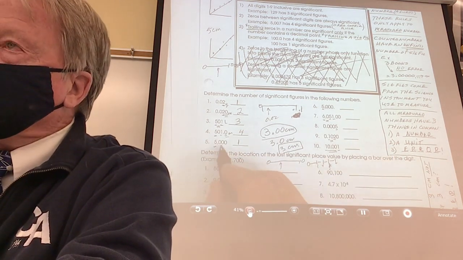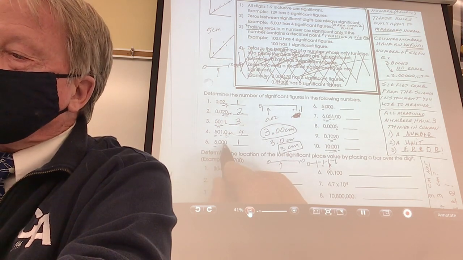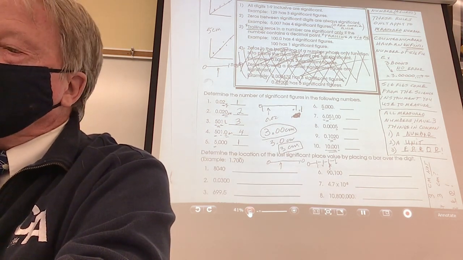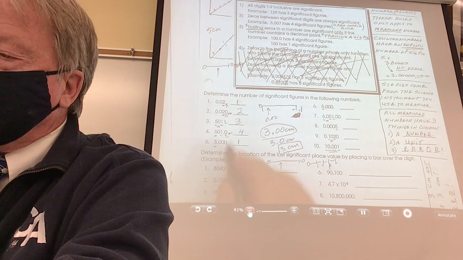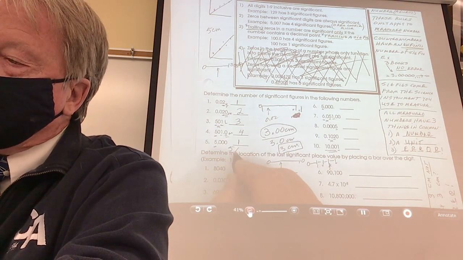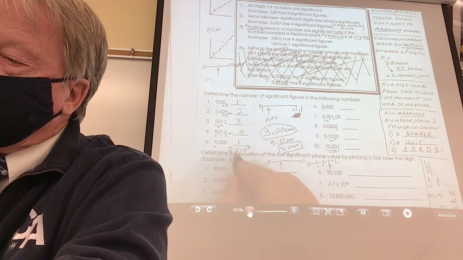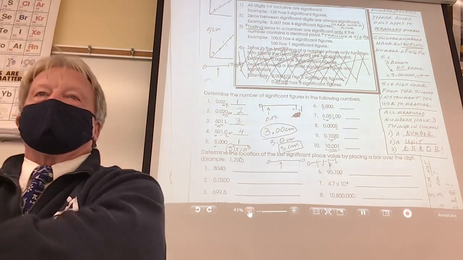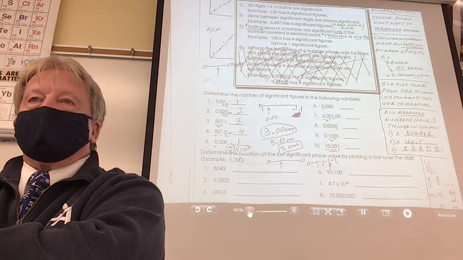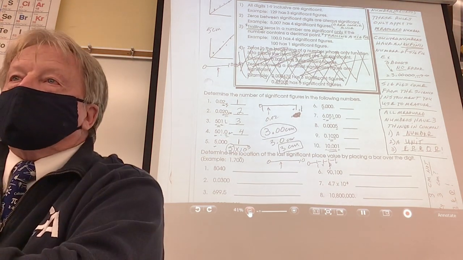But let me show you what they would do, because they don't want to play a stupid game. Oh, you left out the decimal. Yeah, I would just do it this way. 5 times 10 to the third. Now, how many significant digits are in 5? 1. Then there's no confusion.